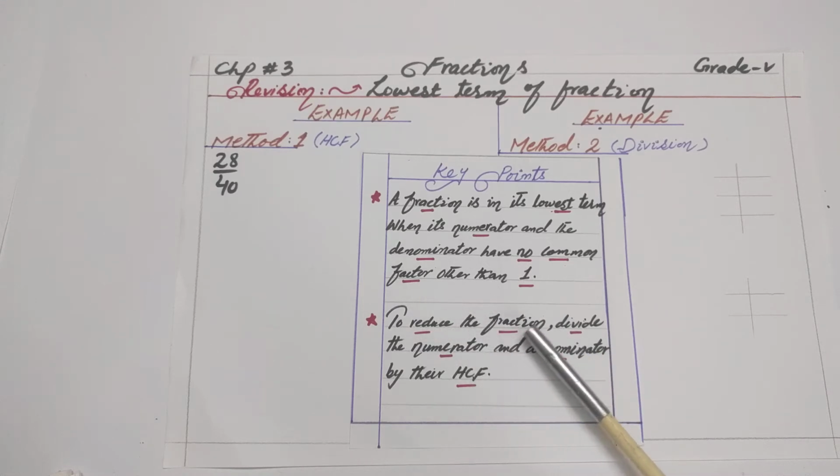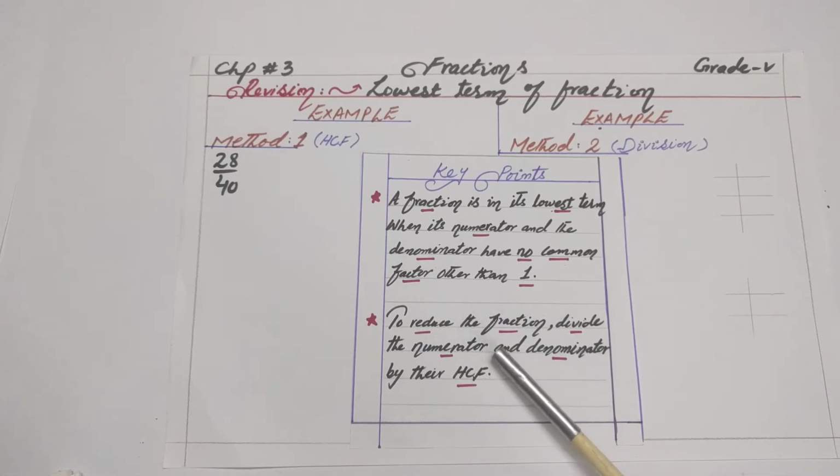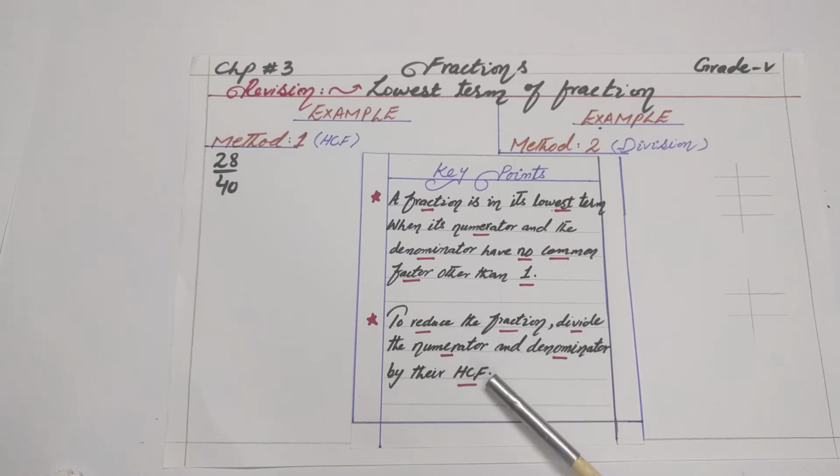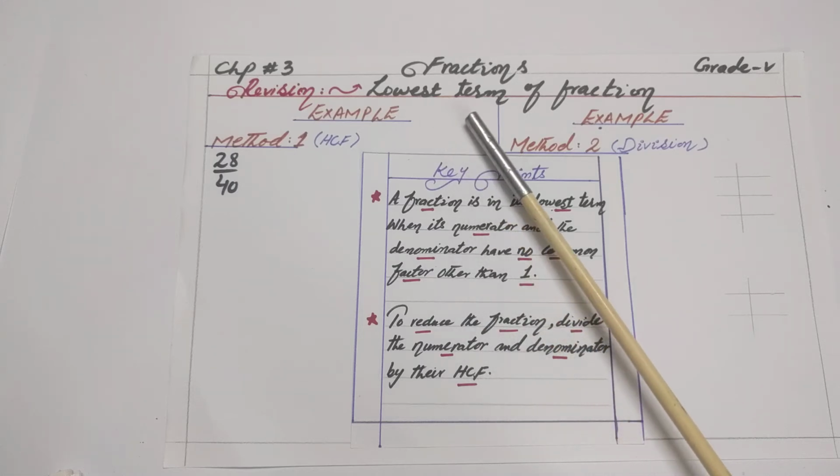To reduce the fraction to the lowest term, divide the numerator and denominator by their HCF. To reduce the fraction to the lowest term, what is the procedure? Divide the numerator and denominator by their HCF, highest common factor. You can divide the numerator and denominator by any common factor, but then maybe you have to use 2 or 3 more steps to find the lowest term of the fraction.